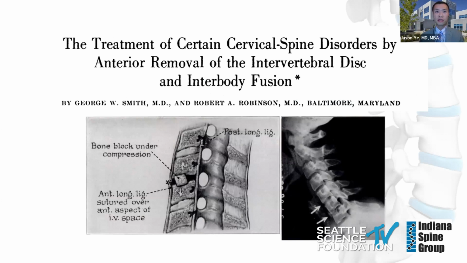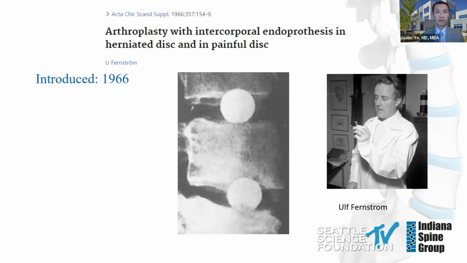In 1958, Drs. Smith and Robinson described their classic technique for ACDF. The Smith-Robinson technique quickly became the standard of care for surgical treatment of cervical radiculopathy. Around this time, in 1962, John Charnley implanted the first modern total hip. Maintenance of normal joint motion was in vogue.